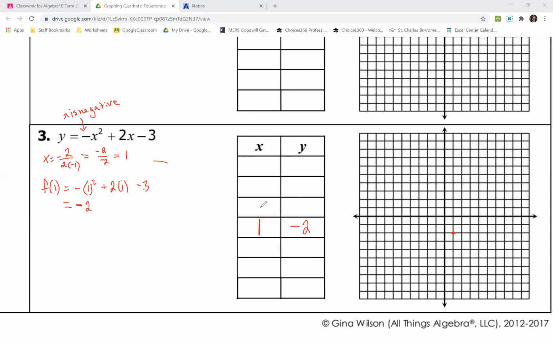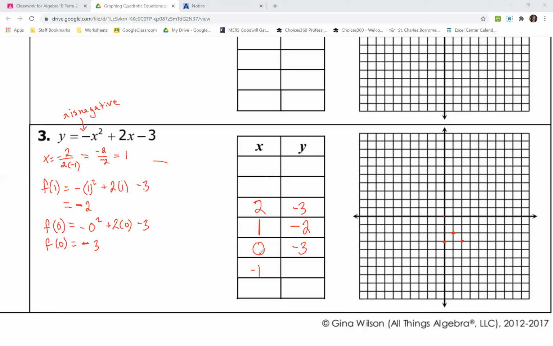All right, so let's plot a couple more points. I'm going to pick the 0 and 2. So I'm going to plug in f of 0 because that's always really easy to find. Negative 0 squared plus 2 times 0 minus 3. So f of 0 equals, all that first stuff is just 0, and you're just left with your minus 3 or negative 3. So f of 0 is negative 3. So I got 1, 2, 3. Okay, let's do one more at least.